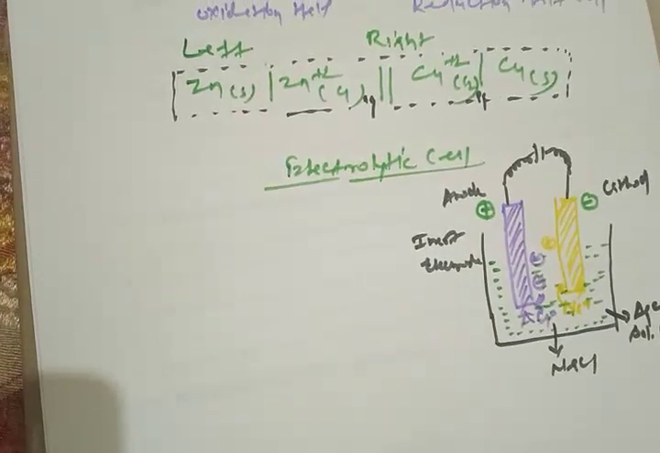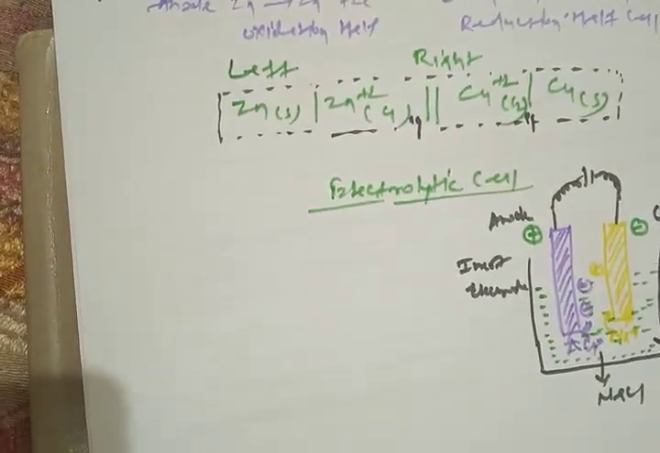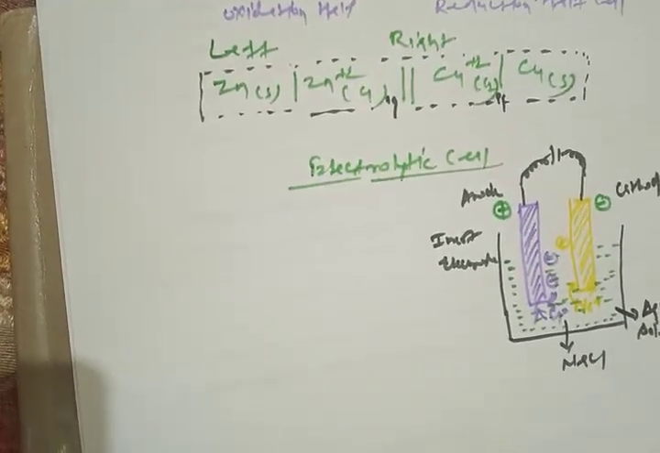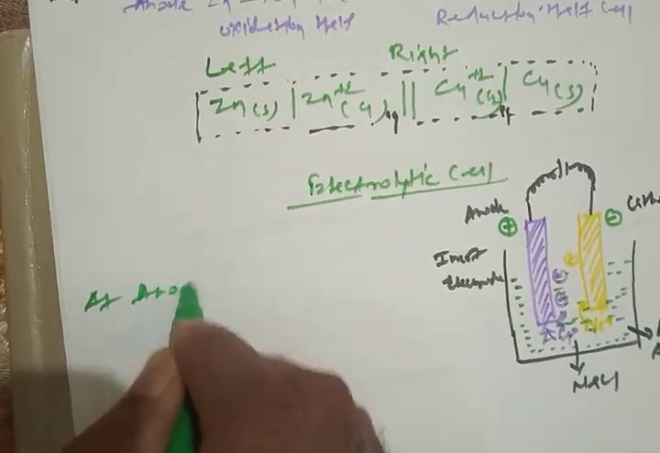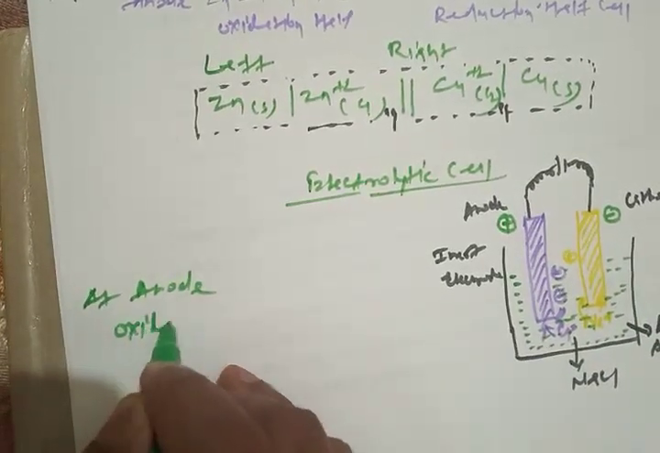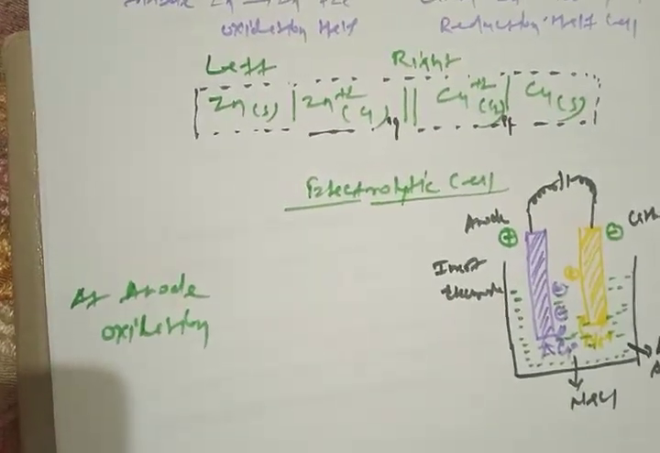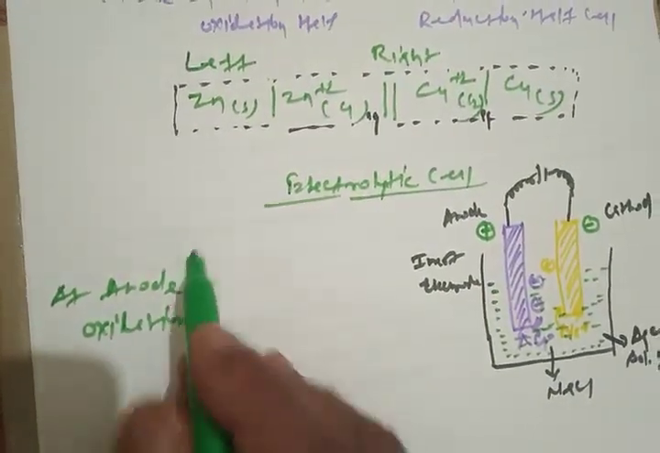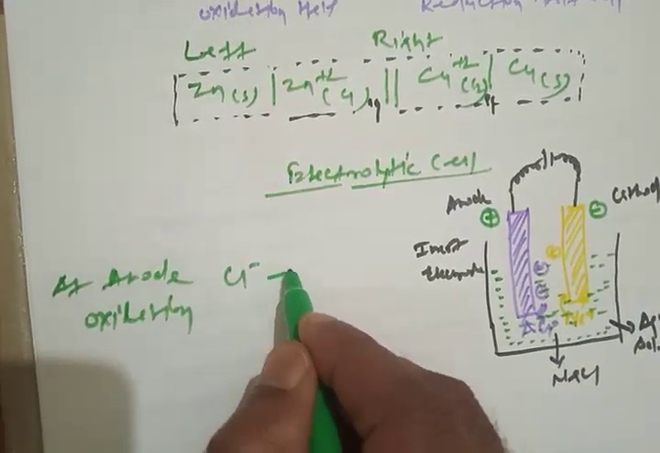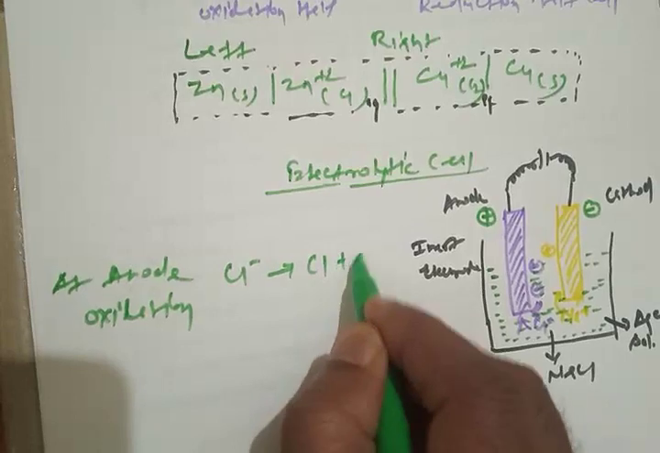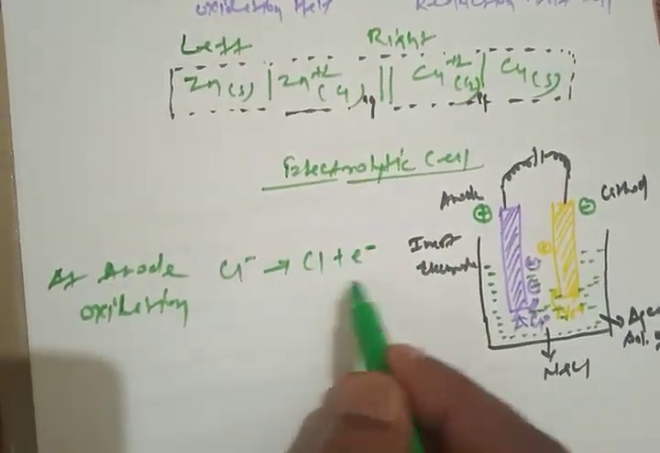Then the cell reaction, again at anode. Here at anode oxidation takes place. So oxidation of what? The chloride ion, Cl negative, will give one electron. Here -1, here 0, so this is the oxidation.